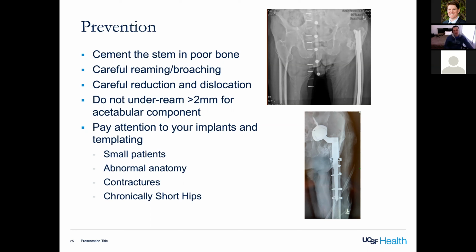Also important, you don't want to underream the acetabulum by more than 2 millimeters. That's an identified risk factor for an acetabular fracture. And you want to pay attention to your implants and your templating. So you want to think about small patients, abnormal anatomy, patients who have been short for a long period of time. For this particular patient, that probably contributed to this too.